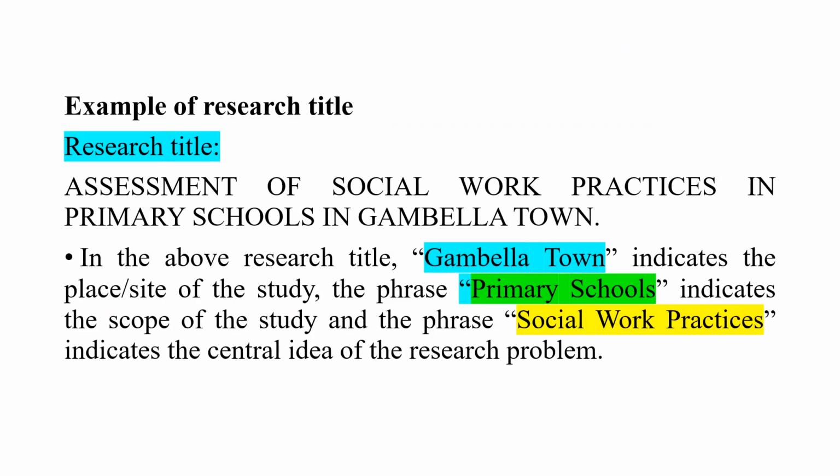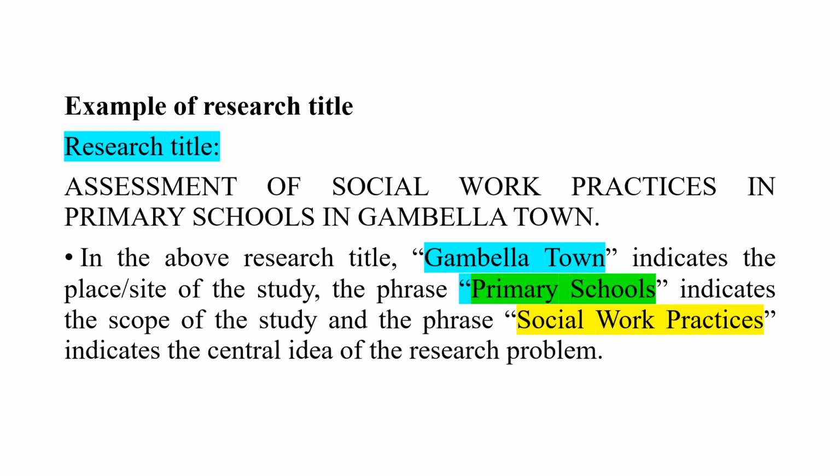In fact, research title should not encompass all commentaries such as time, place, conditions, specific sites, and other explanations in detail as they are articulated in the main body of the study. But the research title should be constructed with key terms that show the research problems and its perspectives. Let us see some examples of research title. For instance, it says assessment of social work practices in primary schools in Gambella town.